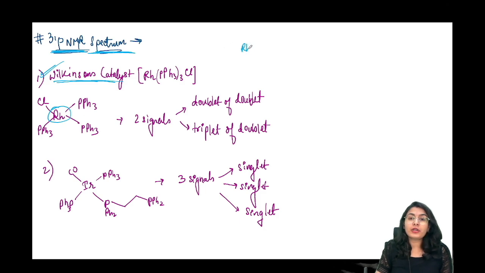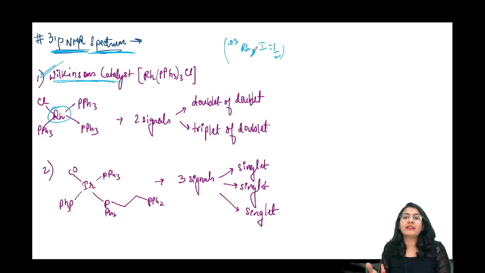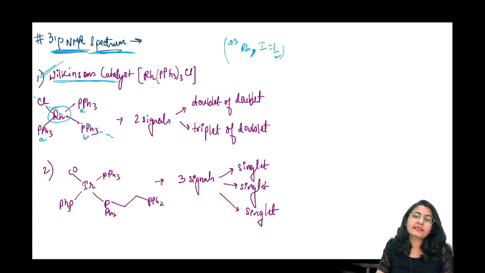You already know that for rhodium 103, as you saw in the last question, the I value is going to be equal to half. Just try to remember as many examples as possible. Now you know rhodium is active, so don't wait for the examiner to tell you that rhodium is active. Just remember rhodium is active. Okay, now, do you see a sigma plane over here? Yes, we do. This is a sigma plane. Now, how many types of phosphorus are present? There are 2 types. This is, let's say, A, and this is, let's say, B. So there will be 2 different signals, right?